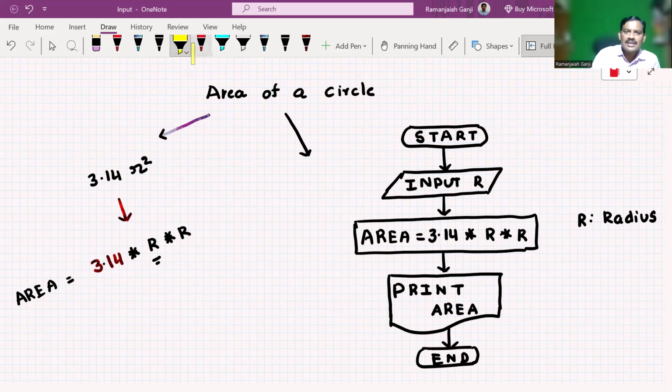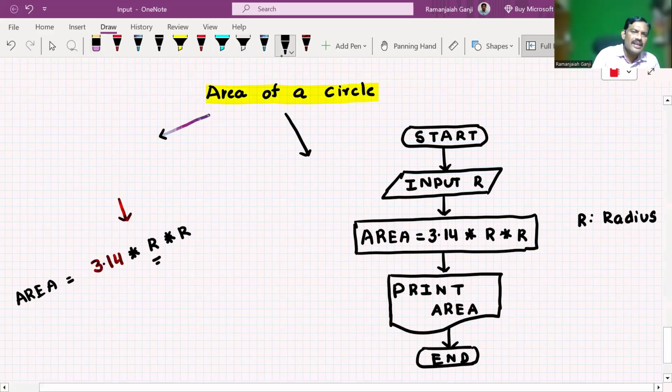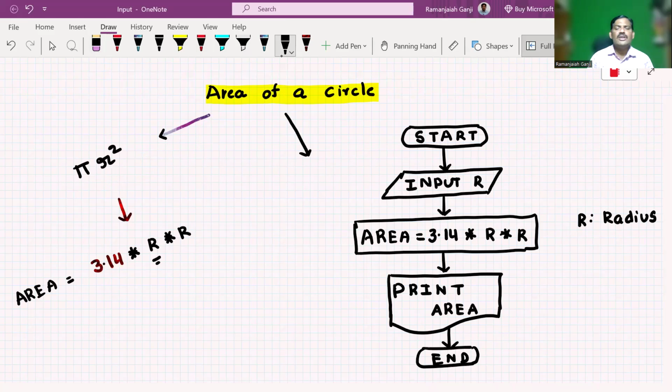area of a circle. Draw a flowchart to find the area of a circle. What is the formula? First, you have to remember the formula. 3.14 into R into R. This is 3.14, pi R square. But our people used to say that it's pi R square. But the computer is unable to identify pi R square. Pi is a symbol that has some meaning for human beings, but the machine cannot understand what a symbol pi means.